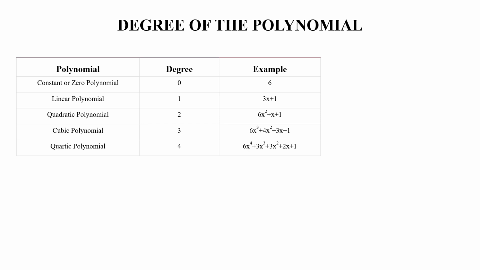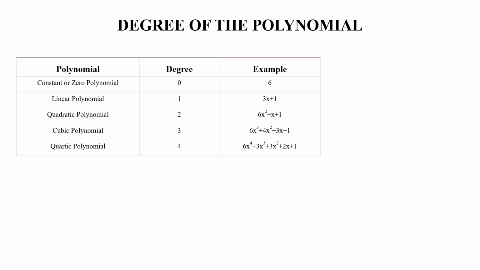Quadratic polynomial means 6x square plus x plus 1, where the power of the first term is 2. So 6x square plus x plus 1 is a quadratic polynomial. Suppose we define x square plus y plus 1. This is also quadratic.